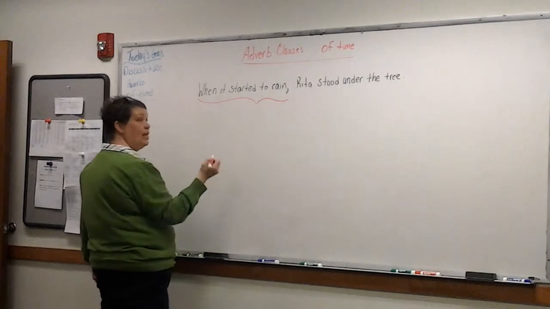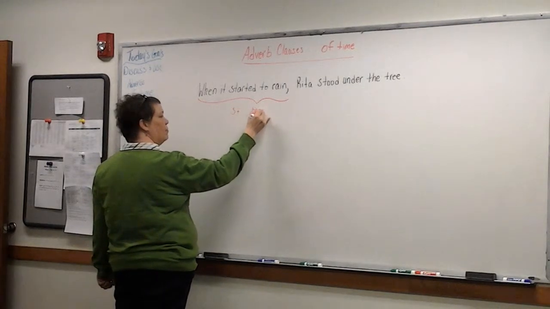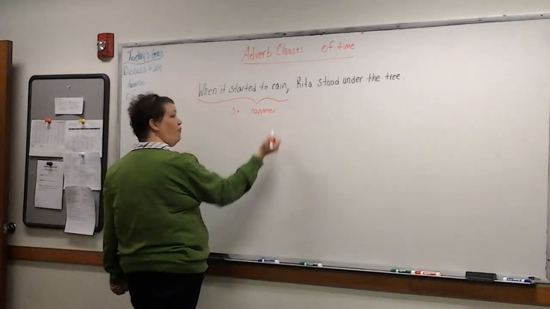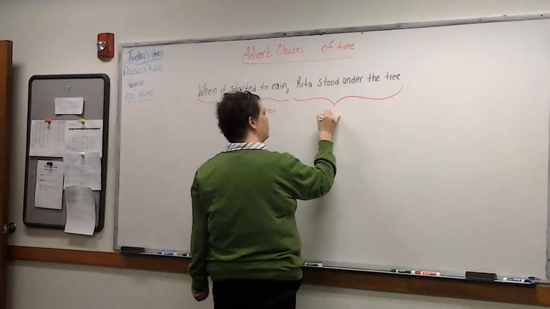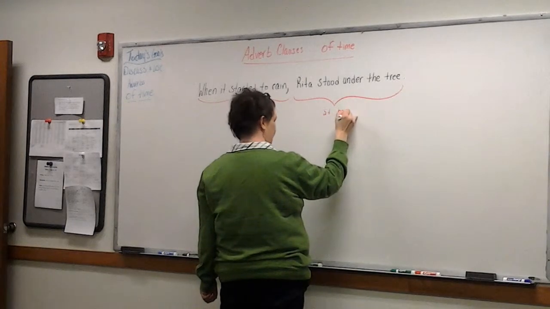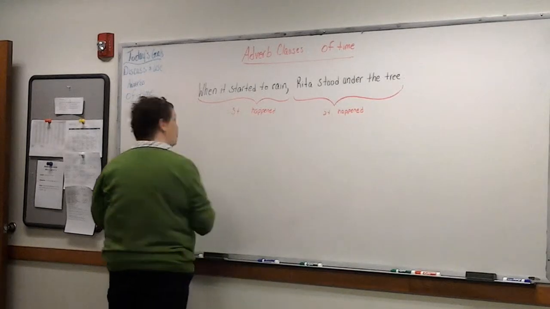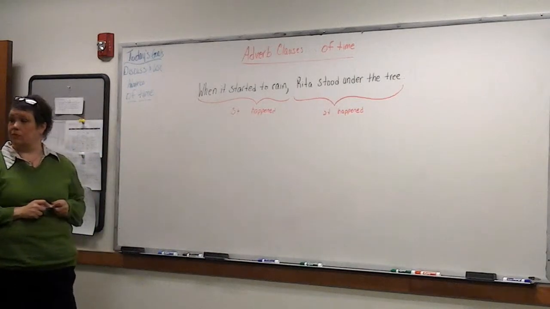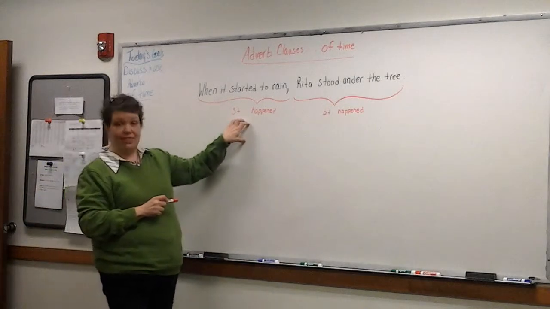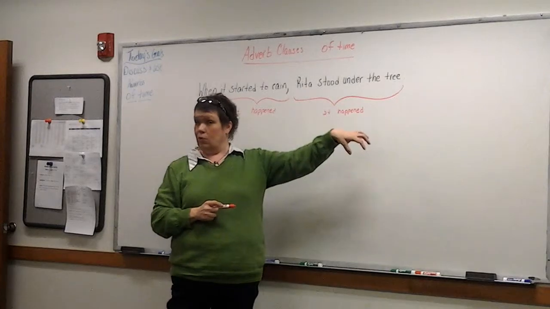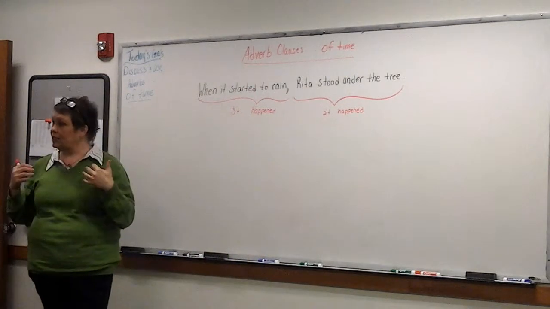We have something happened. And over here we have something happened. Actions. Which one happened first? The rain started. Yeah, the rain started, and then Rita stood. Rita stood under the tree. So here it starts raining, so she jumps under the tree to try and stay dry.